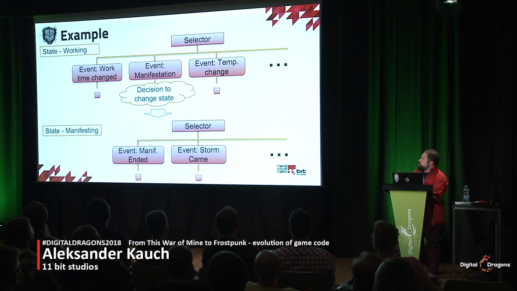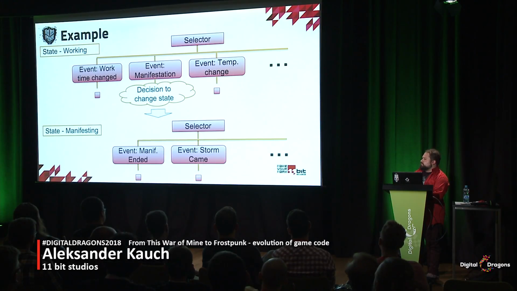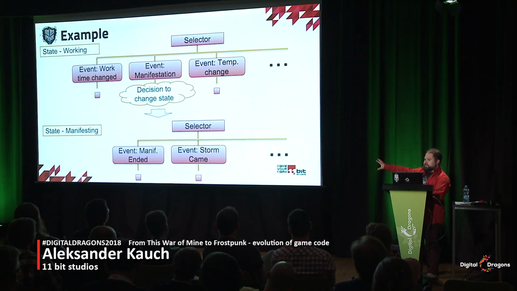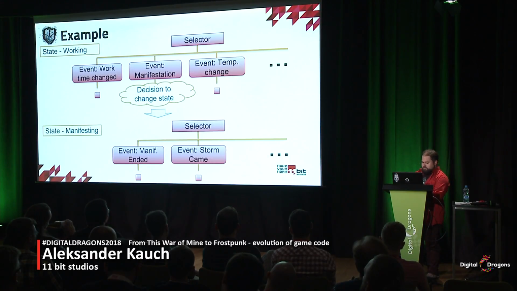For example, we have a state of working, and the first children of the root of the tree are event handlers. So when an event occurs, for example, a manifestation event, then the tree could decide, oh, I want to go to that manifestation. So the state is changed, and then we have the state manifesting with another tree coupled to it. So now the manifesting tree is the one making decisions, not working, and so on and so on.